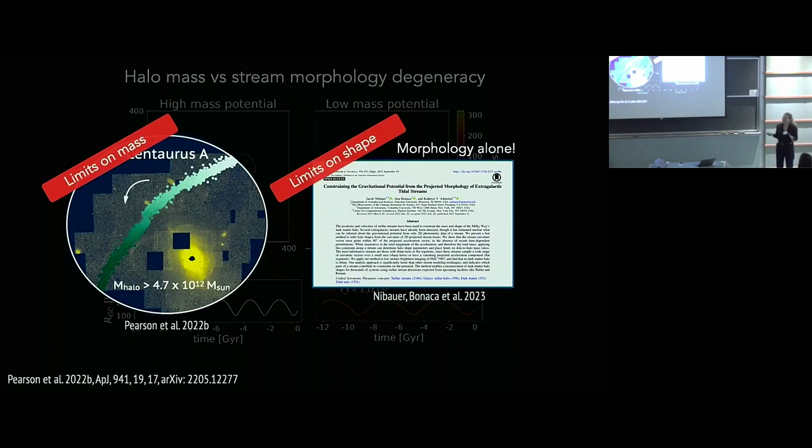But I think this is exciting for the field, right? We're not there yet where we can use streams to measure differences completely in the shapes of the halos, but because we'll have thousands of these from the upcoming surveys, it's important to think along these lines.